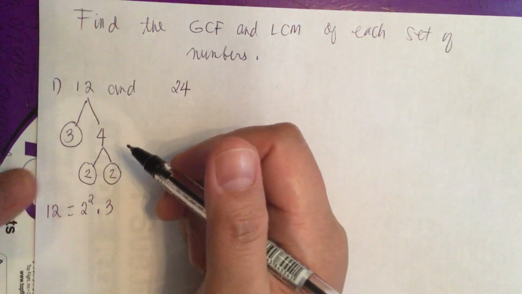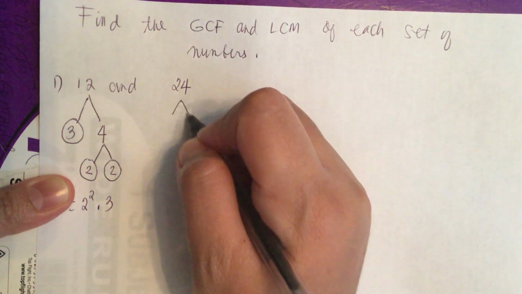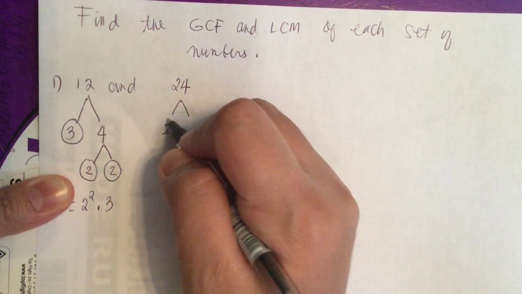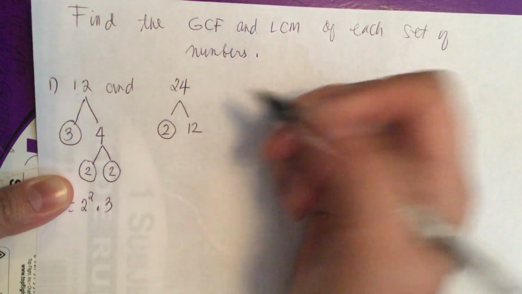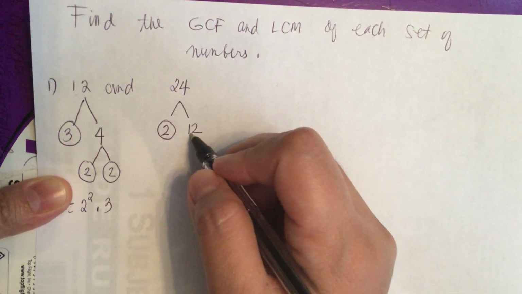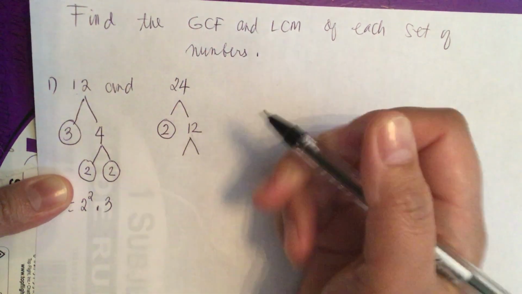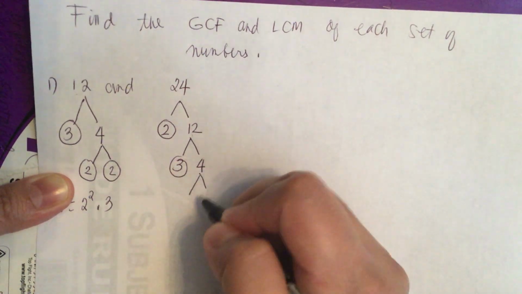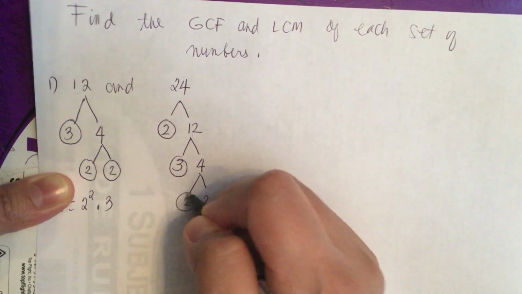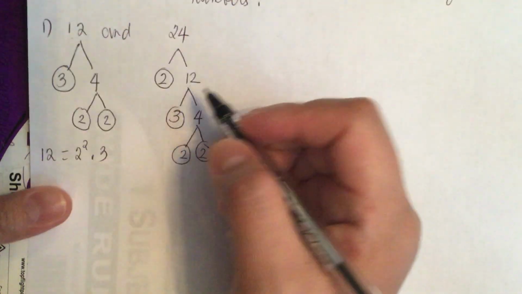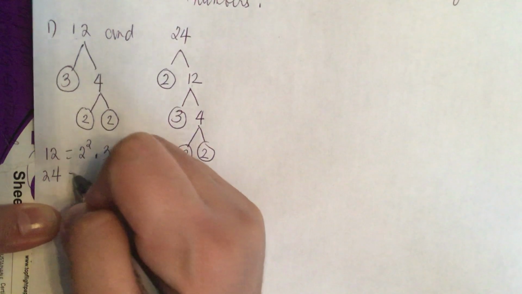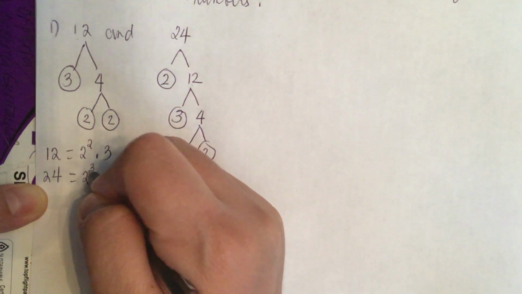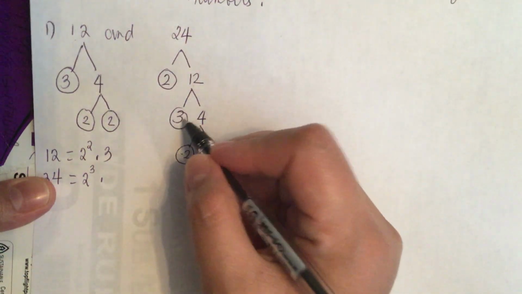So now let's do the 24. 24 is 2 and 12, and then 12 is 3 times 4, and then 4 is 2 times 2. So now we have 24 is equal to how many 2's? 1, 2, 3. So 2 cubed times how many 3's? 1.